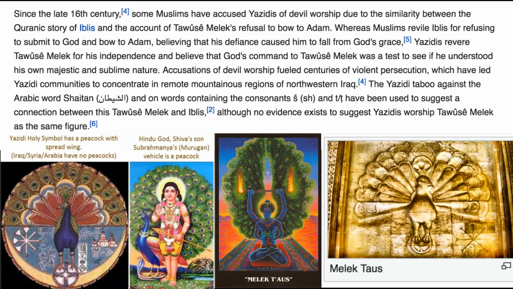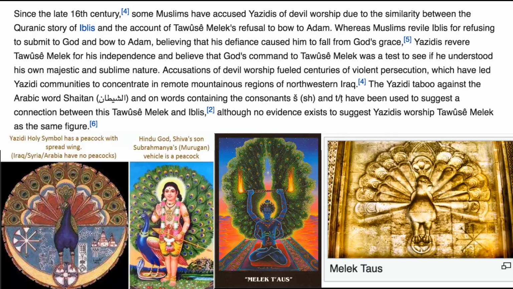It says, since the late 16th century, some Muslims have accused Jasidis of devil worship due to the similarity between the Quranic story of Iblis and the account of Melek Taus's refusal to bow to Adam. Whereas Muslims revere Iblis for refusing to submit to God and bow to Adam, believing that his defiance caused him to fall from God's grace, Jasidis revere Taus Melek for his independence and believe that God's command to Taus Melek was a test to see if he understood his own majestic and sublime nature.